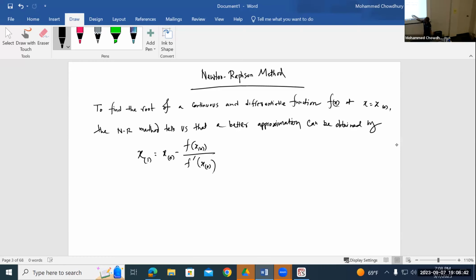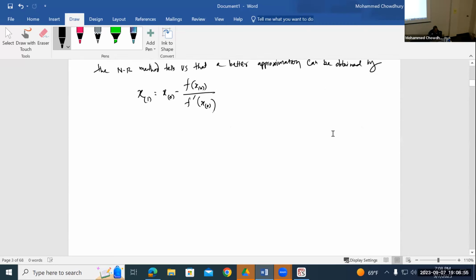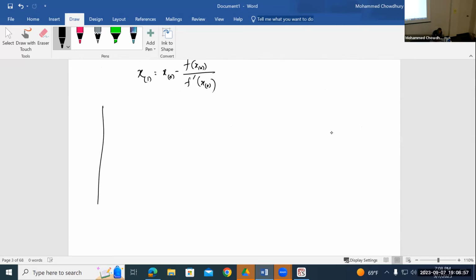Understand? So the Newton-Raphson method did not come from an idea one morning. There is a derivation for that. Okay? There is a derivation for that. So I'm going to show you that one. Suppose this is what I have: a function like this. Suppose it is continuous and differentiable.